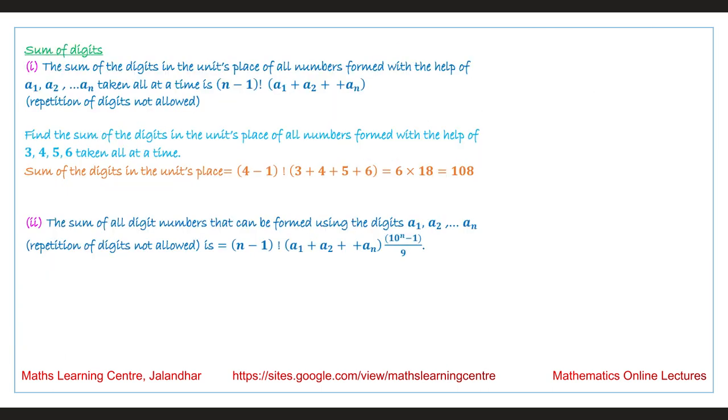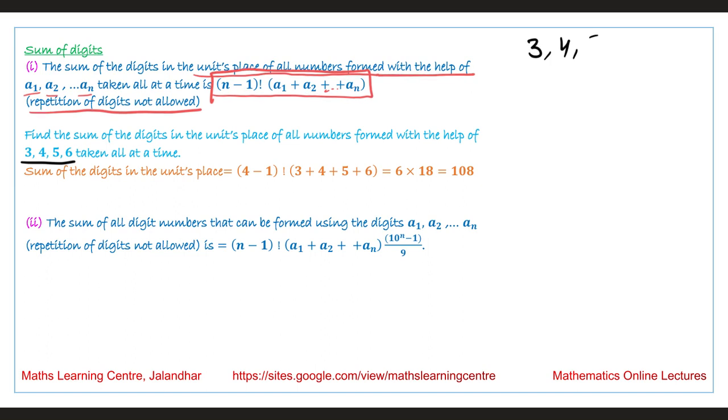Next is the sum of the digits. The sum of the digits in the units place of all numbers formed with the help of A1, A2, A3, up to An, taken all at a time, is (n minus 1) factorial into (A1 plus A2 and so on up to An). And this is the case when repetition of the digits is not allowed. Suppose we are given an example: find the sum of the digits in the unit place of all numbers formed with the help of 3, 4, 5 and 6.